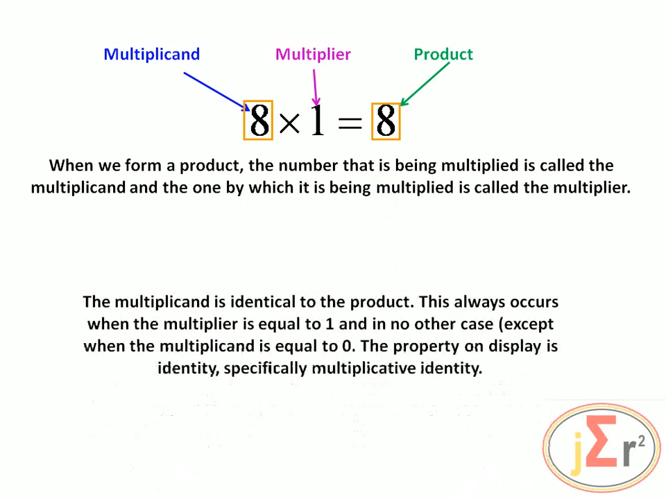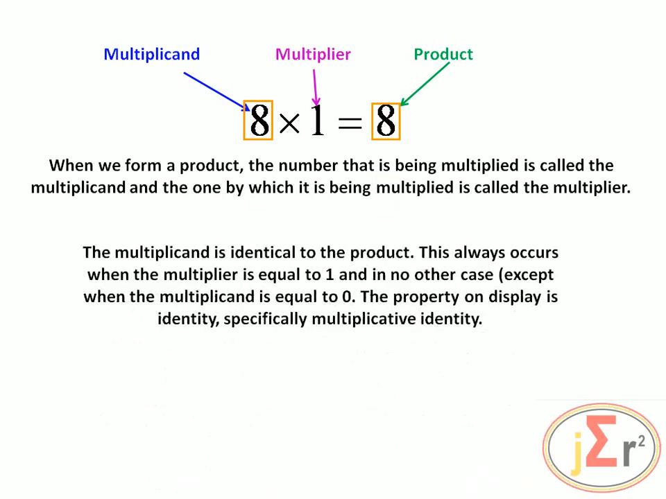So what do we know? The multiplicand is identical to the product. This always occurs when the multiplier is equal to 1 and in no other case, with the exception of when the multiplicand is equal to 0. You know that if the multiplicand is equal to 0, 0 multiplied by any other number is going to be equal to 0. So in that special case also. But if we are speaking generally, the multiplicand is identical to the product when the multiplier is equal to 1.